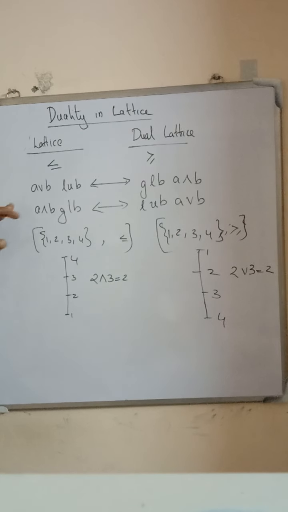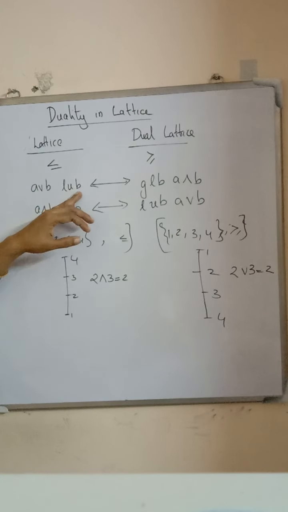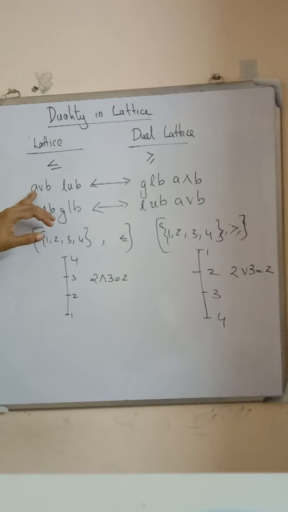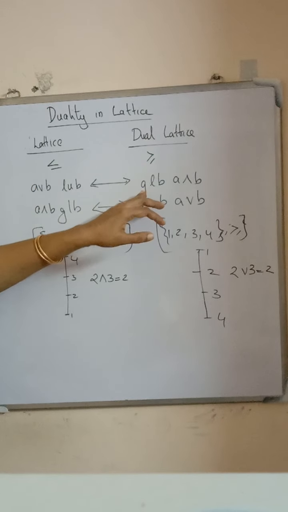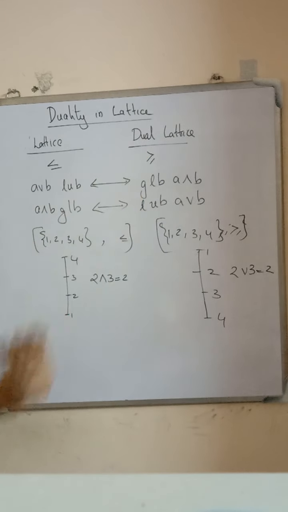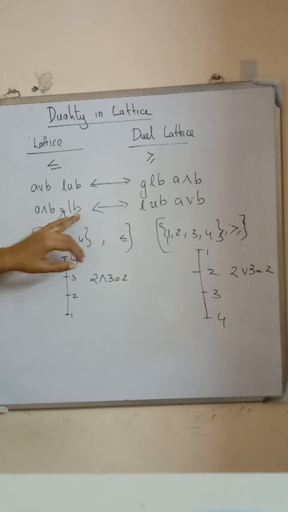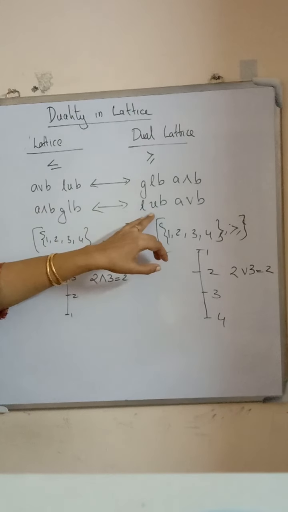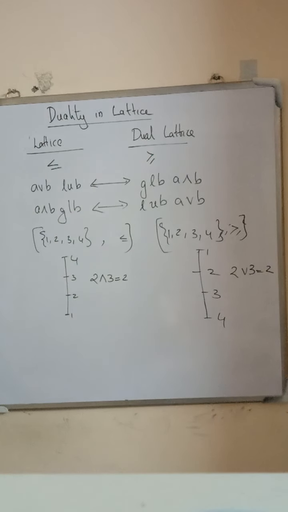Also, in the lattice, the least upper bound, that is A join B, becomes the greatest lower bound in the dual lattice. Also, in a lattice, the greatest lower bound, that is A meet B, becomes the least upper bound in the dual lattice.